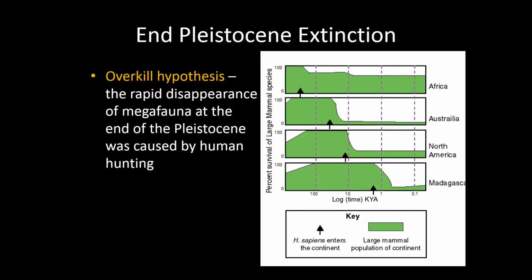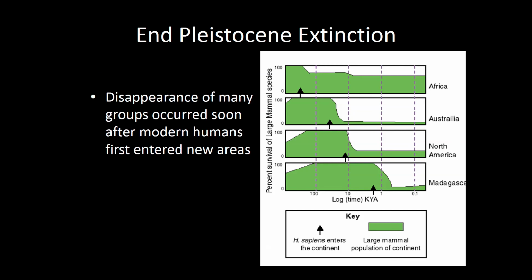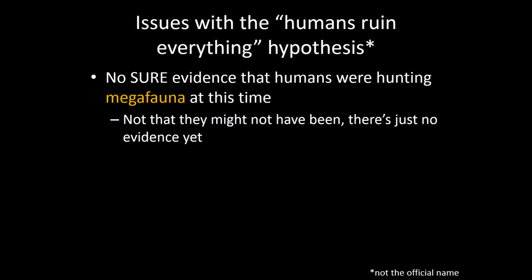So, were humans ruining things a long time ago? Well, that is quite possible. Let's take a look at this. All right, so again, there's a disappearance of many groups soon after modern humans first entered new areas. So some of the areas in question here are like Africa, Australia, North America, and Madagascar.